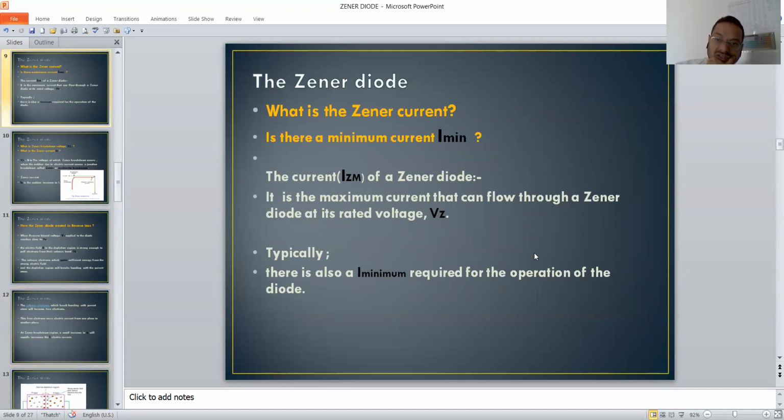What is the Zener current? Like I said before, we have the Zener voltage, and when we are dealing with reverse bias, we will show something that I named the breakdown voltage.